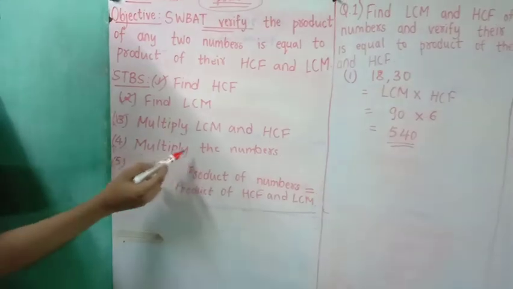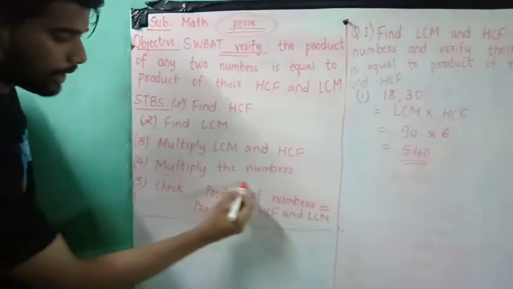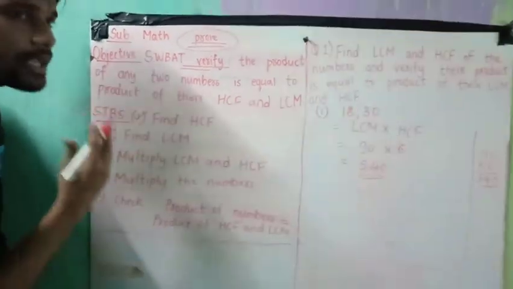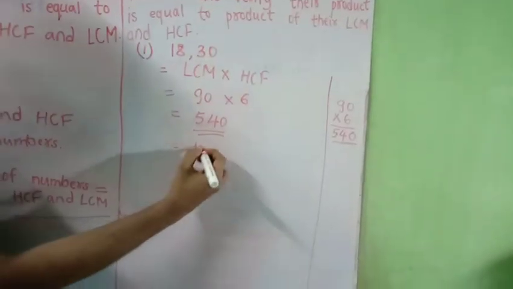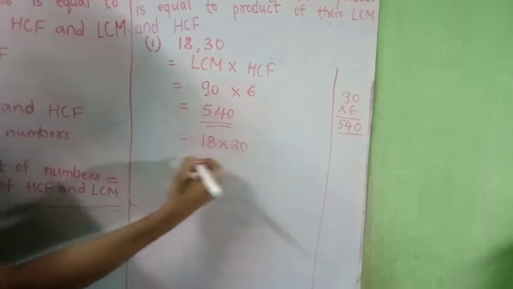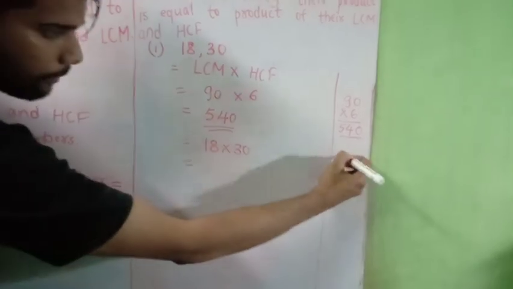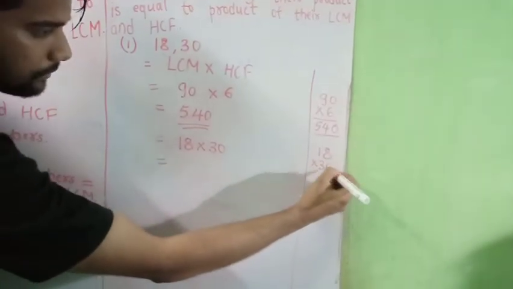Now go for step 4. Multiply the numbers. We have to multiply the numbers now. Alright, what is our question? Our question is 18 and 30. So I will multiply 18 and 30. 18 30 को यहाँ पे multiply करके देख लो. What will be the answer?